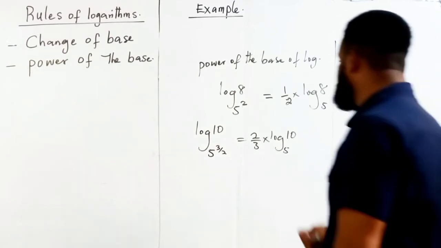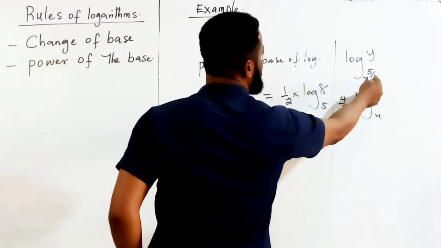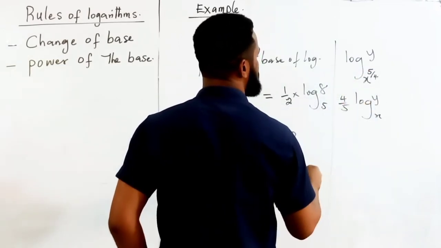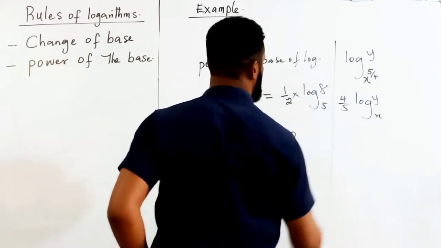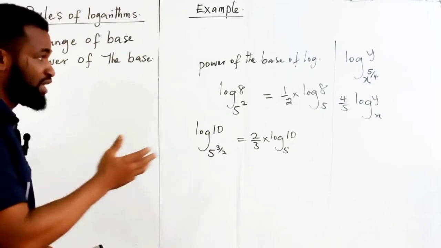So I'm just giving you the rule. These are tips on the rule. The power will go up and come down, which will multiply the whole log, and you are left with the base only. So this is the principle. Let us solve an example on how to apply it.